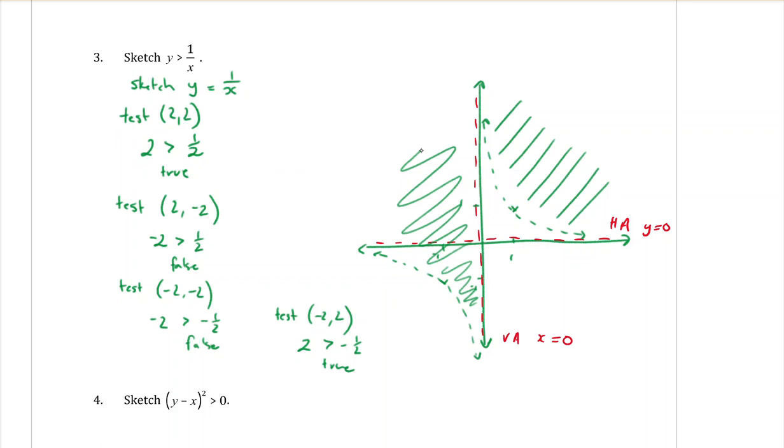Or, thinking about it, if you say y is greater than, both sides of your hyperbola curves. Yeah, so if it said less than, where do you think it's going to be? Here and here.